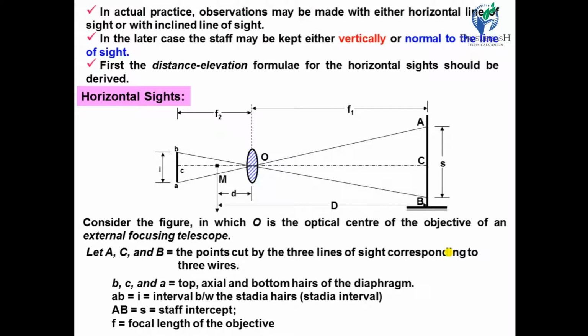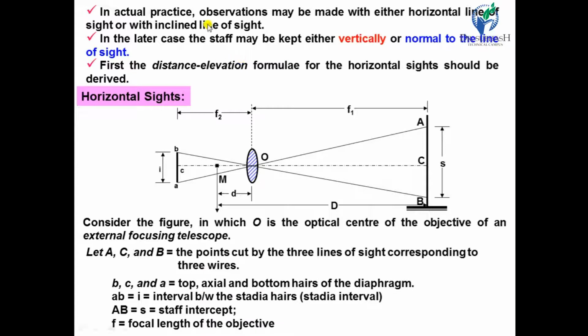In actual practice, observation may be made with either a horizontal line of sight or an inclined line of sight. In the latter case, the staff may be kept either vertically or normal to the line of sight. First, the distance and elevation formula for the horizontal line of sight should be derived. Now, see the figure.